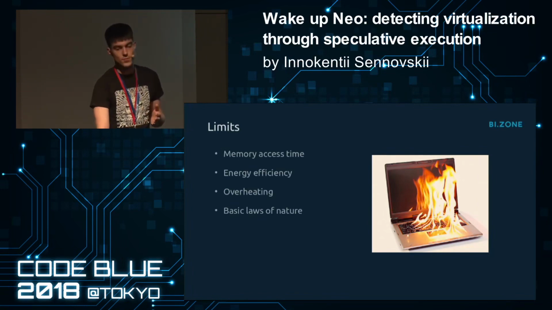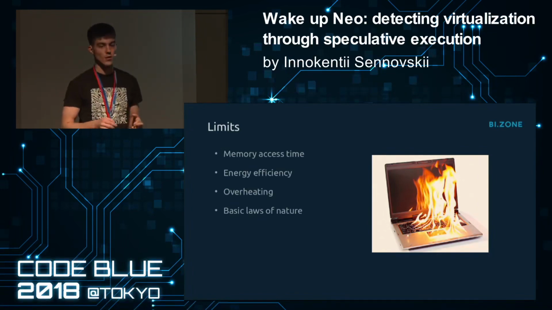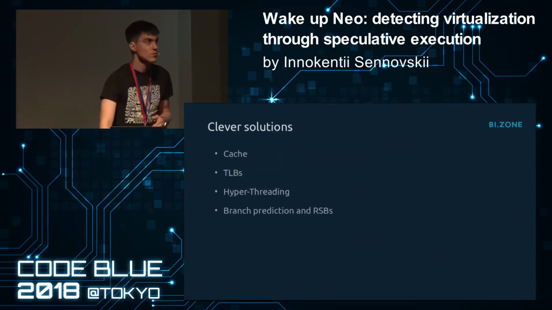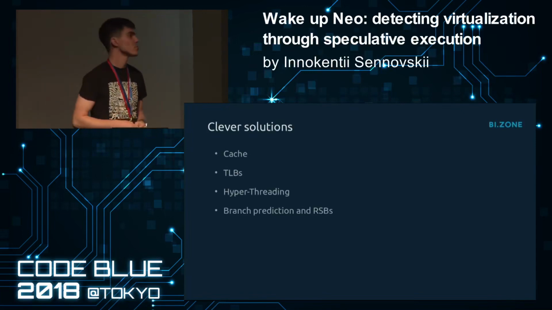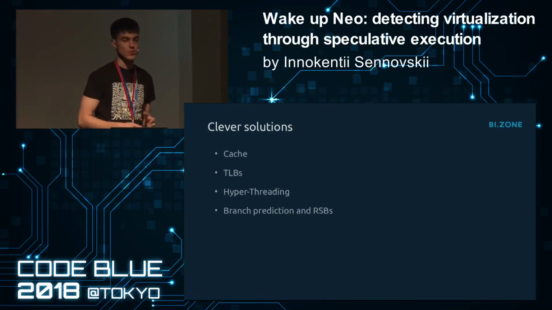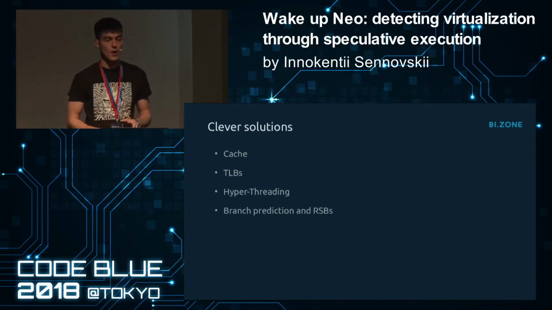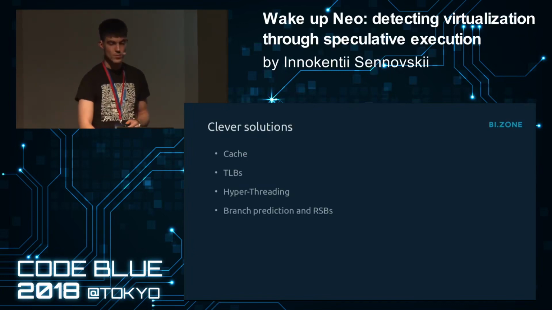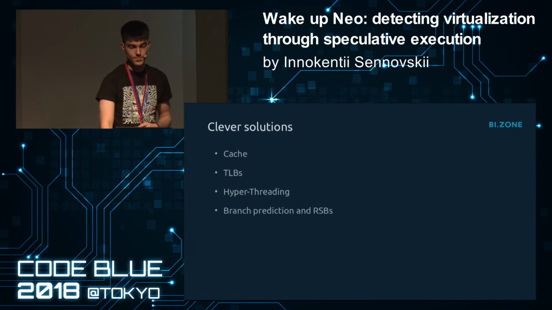Finally, there are basic laws of nature. For example, if we try to operate a CPU at 500 gigahertz, we would run into problems with Einstein's theory of relativity. We just wouldn't be able to do that. So we had to imagine new ways of increasing performance without resorting to increasing frequency and increasing the number of cores. Such clever solutions include cache, translation look-aside buffers, hyperthreading, branch prediction, and return stack buffers.